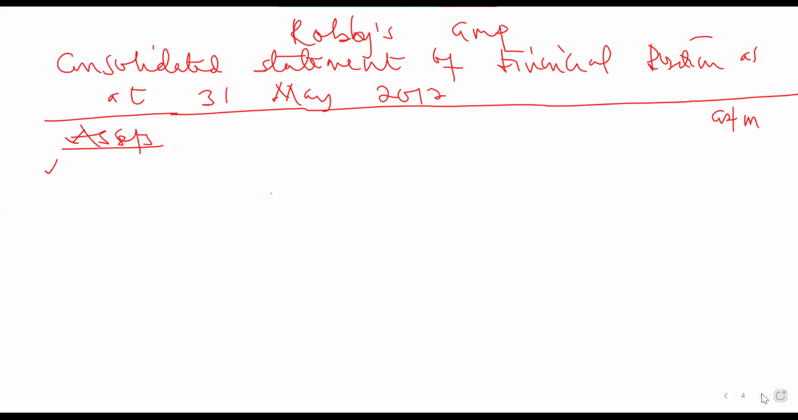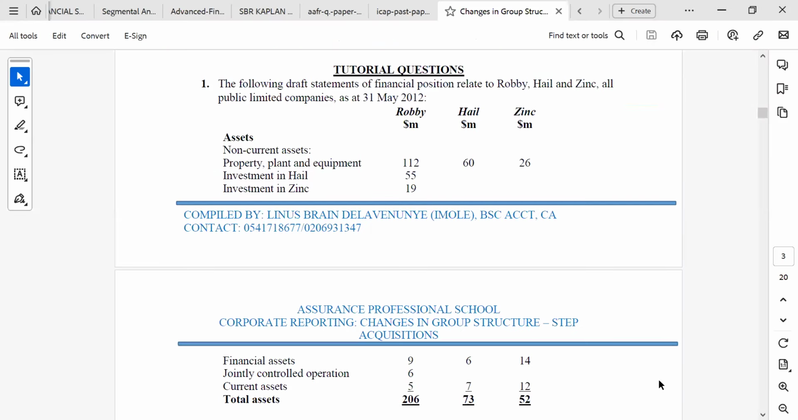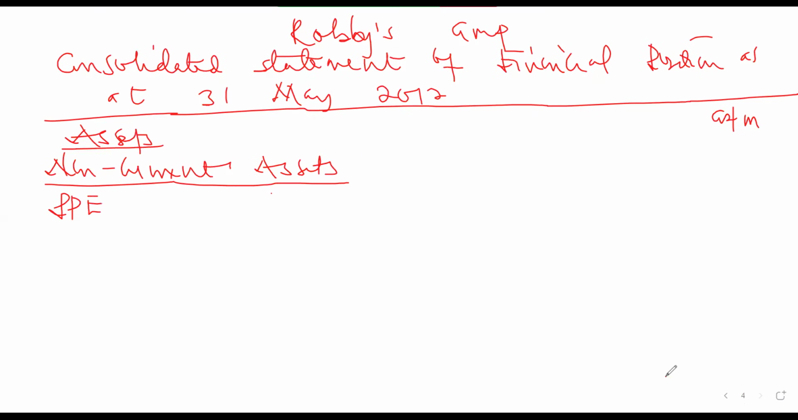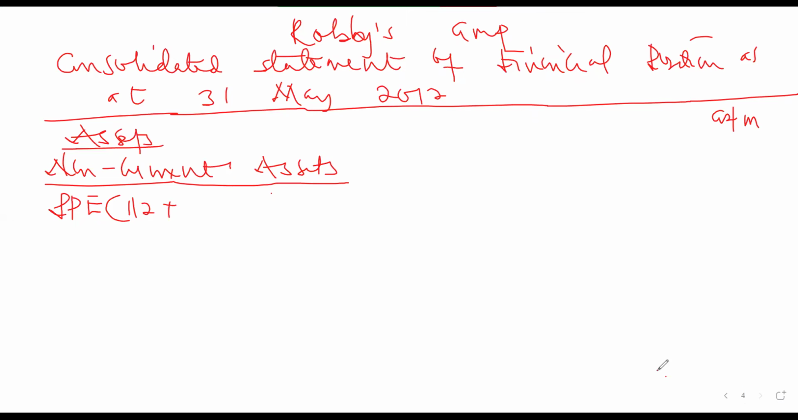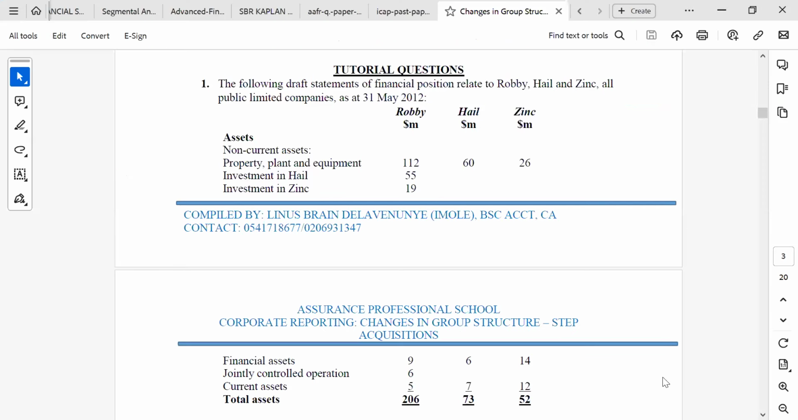Okay, so we have the non-current assets here. The first one is what? So that will be PPE. So the PPE, we have a PPE. Okay, so you just bring the parent value. Although we know that the second person will be a subsidiary, but you can bring the parent value, or 112 plus, let's add the other subsidiary to it. So let's come to the Hill, which will be the 60.